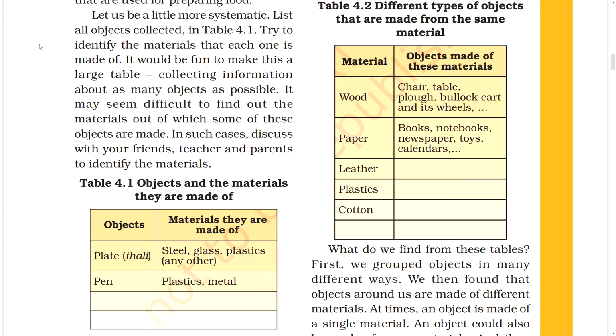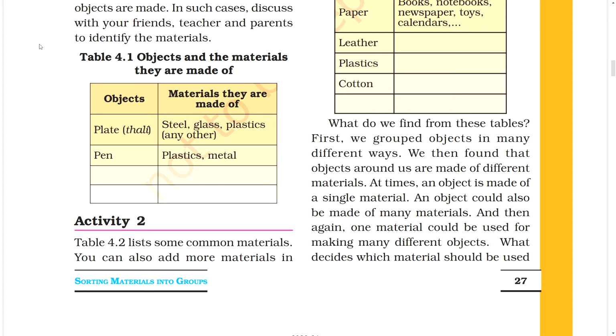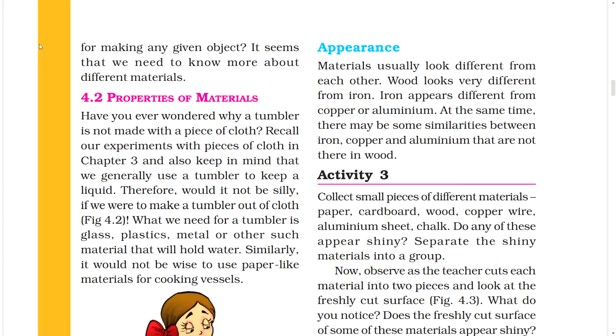First, we grouped objects in many different ways. We then found that objects around us are made of different materials. At times, an object is made of a single material. An object could also be made of many materials, and then again, one material could be used for making many different objects. What decides which material should be used? For making any given object, it seems that we need to know more about different materials.